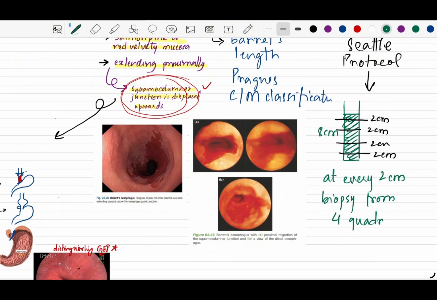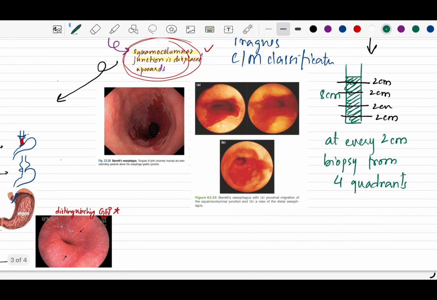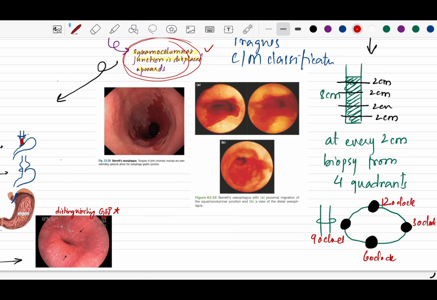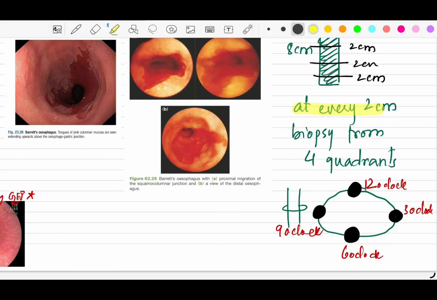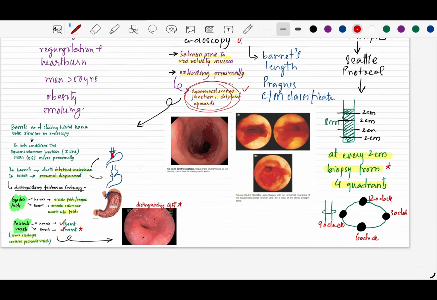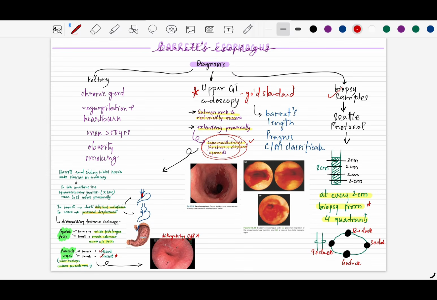Now, what are these 4 quadrants? Let's say that this is the esophageal lumen and this is its circumference. Let's draw the circumference here. We are going to take the biopsy sample from a 12 o'clock position, from a 3 o'clock position, a 6 o'clock position and a 9 o'clock position. So let's write it. 12 o'clock position, 3 o'clock, 6 o'clock and 9 o'clock. So this is going to be the standard rule for taking the biopsy at the initial endoscopy. Now let's talk about the results of the biopsy samples on the next page.